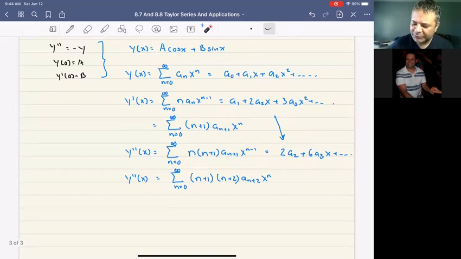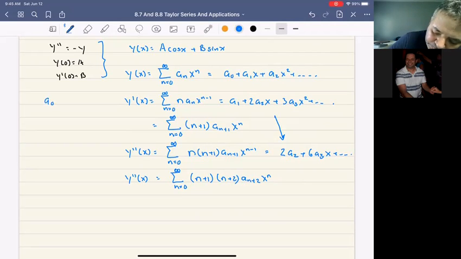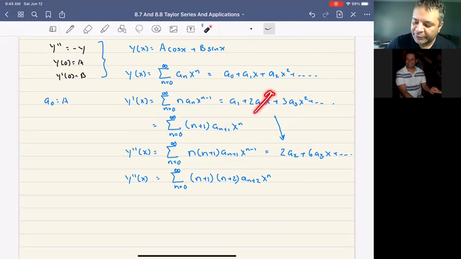Now, before that, y of 0 equals a. That tells us that a sub 0 is a. Same reason as before. If x is 0, all of these are 0. y prime of 0 equals b. That tells us that a sub 1 is b. Same reasoning.